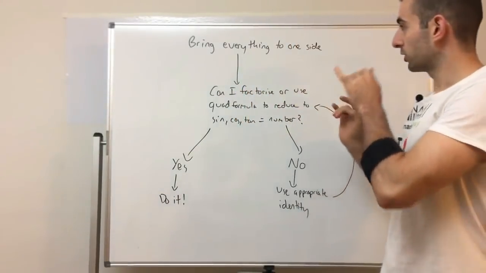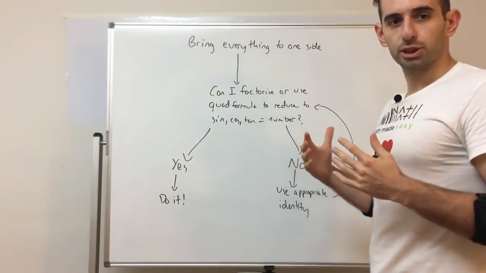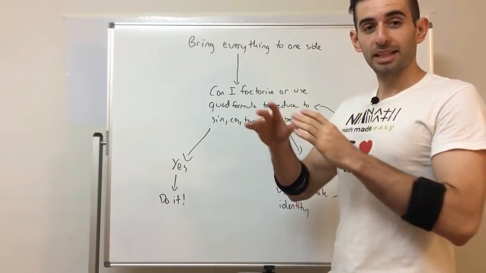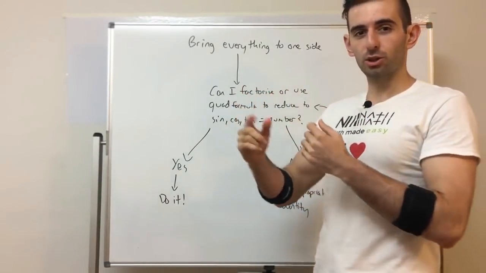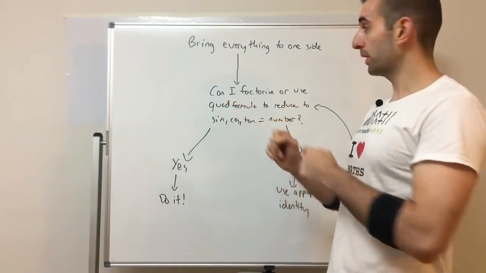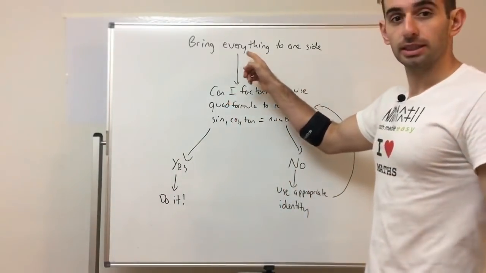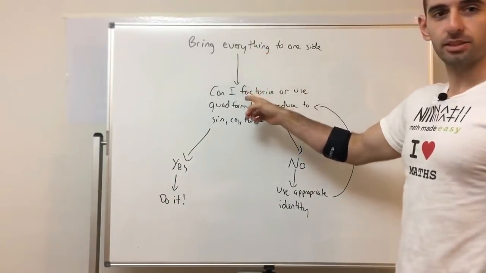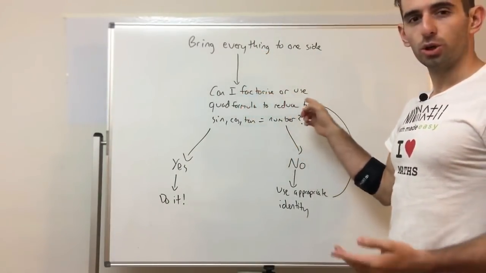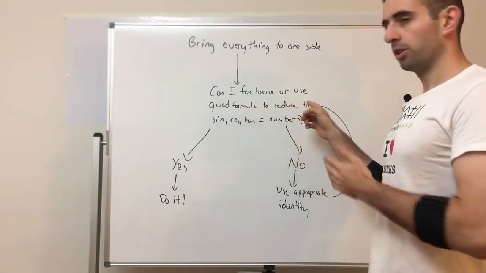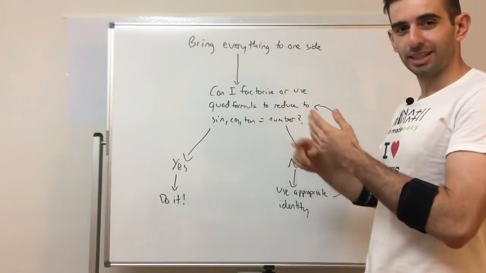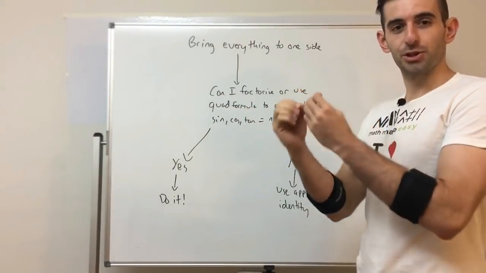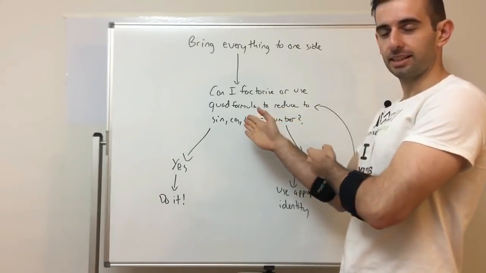So let's have a look at this flow chart. When we're solving trig equations, the aim is to reduce it down to sine, cos, or tan equals a number like I had previously. So what we want to do first is bring everything to one side. Then you ask yourself, can I factorize or use the quadratic formula to reduce it down to sine, cos, or tan equals a number? Because if I can do that, we're done, we can use the calculator.